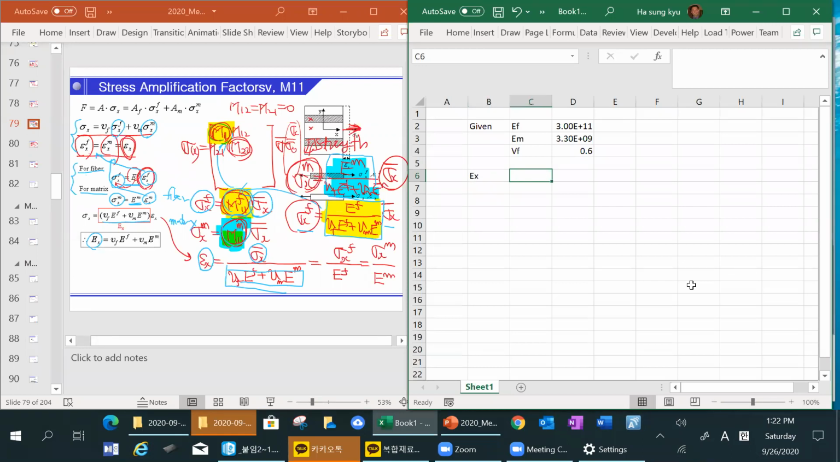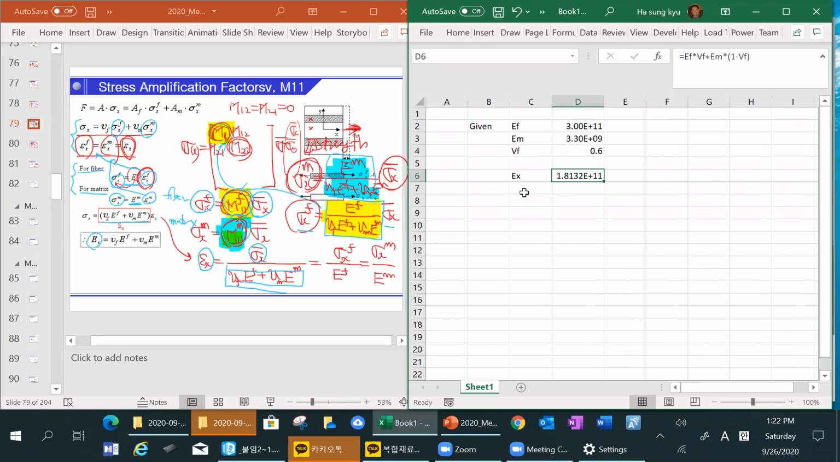EX is given as EM times VF plus EM times (1 minus VF), which is the VM. So this is the value.